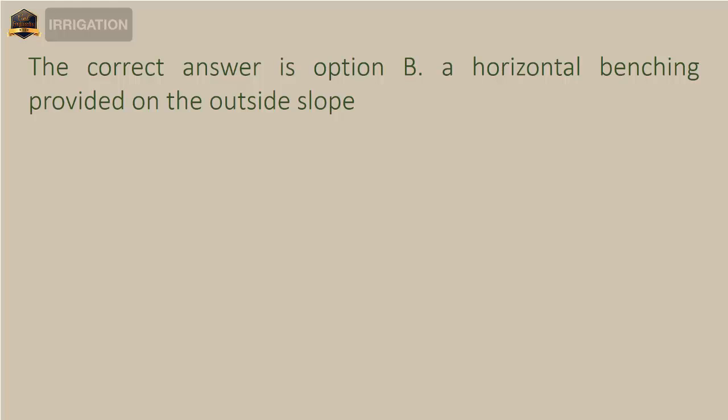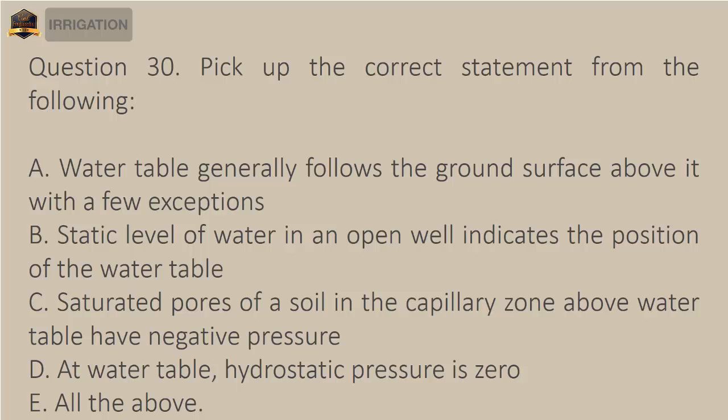Question 30. Pick up the correct statement from the following. A. Water table generally follows the ground surface above it with a few exceptions. B. Static level of water in an open well indicates the position of the water table. C. Saturated pores of a soil in the capillary zone above the water table have negative pressure. D. At the water table, hydrostatic pressure is 0. E. All the above. The correct answer is option E, all the above.